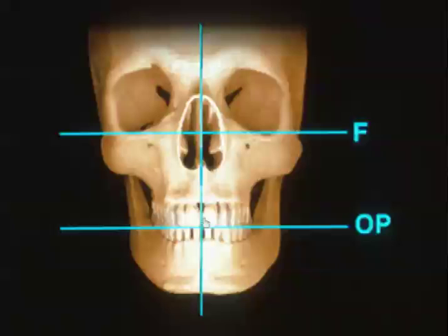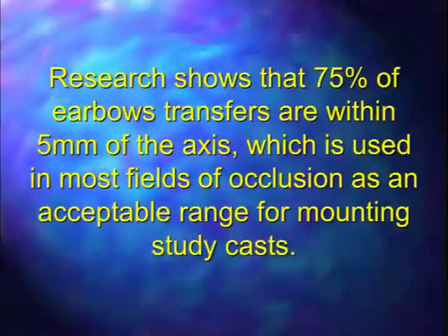See, facial midline will actually dictate your dental midline. Then your dental midline will dictate your occlusal plane. It'll be perpendicular to that. It's just what laboratory technicians do. Well, we looked at the research of ear bows, and it showed that 75% are within 5 millimeters of the axis, which is an acceptable range for mounting casts.